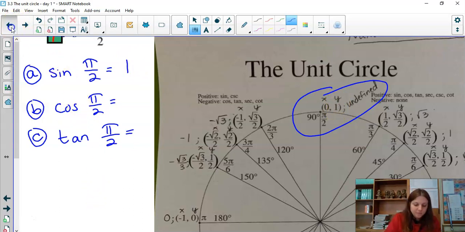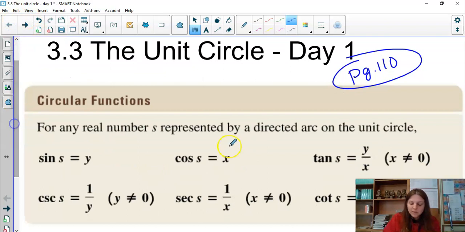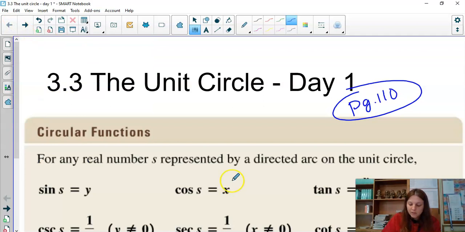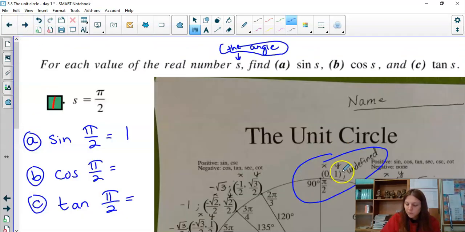Cosine. The cosine is always the x on the unit circle. It's always the x. In the ordered pair x and y, it's always the x. Okay, so we are at pi over 2. We're looking for the cosine. Here's pi over 2. The cosine, according to this chart, is going to be the x. So that means my cosine is 0.